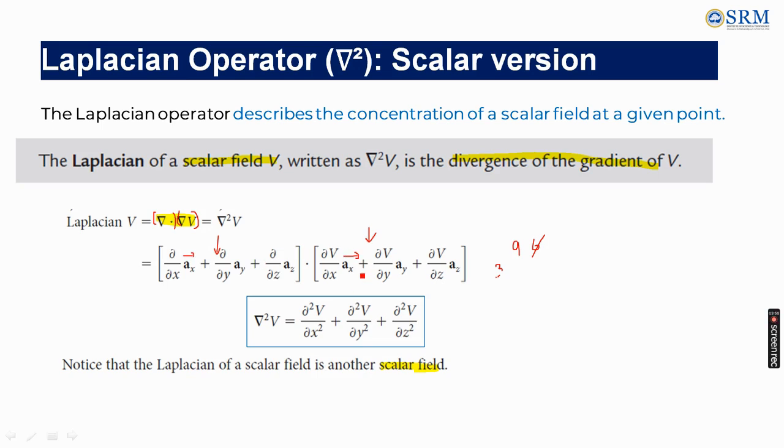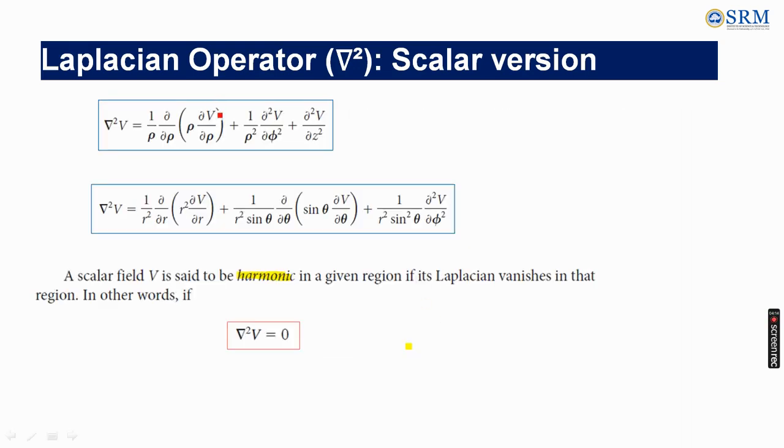So only these terms will come, that is dou square V by dou x square, plus dou square V by dou y square, plus dou square V by dou z square. What is the result here? The input is a scalar as well as my output is also a scalar quantity. Now these are the Laplacian operators in the other two coordinate systems. Let us see this later. And my Laplacian will be 0 if my scalar field is harmonic in nature. That is, del square V will be 0. That is, the Laplacian will vanish.